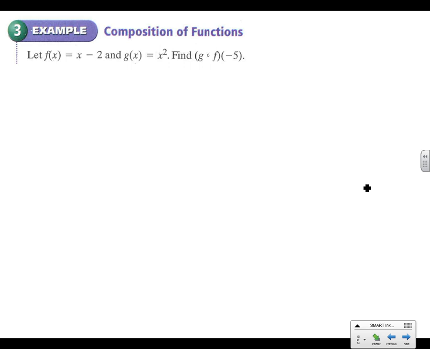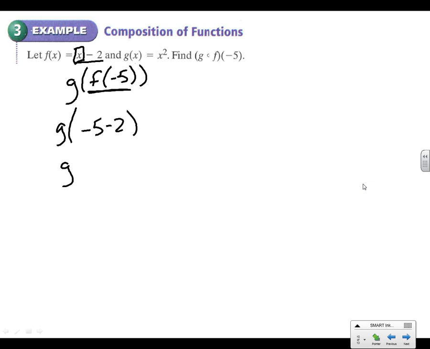So we have f of x and g of x, and we want to do g of f of negative 5. I'm going to write it like this with the parentheses so we can see it in steps. First we're going to do the f of negative 5, so I'm just going to have g with the parentheses hanging on outside. f of x is x minus 2, and wherever we see x, we plug in negative 5. So we have negative 5 minus 2, which is negative 7. So if we plug negative 5 into f, we get negative 7.